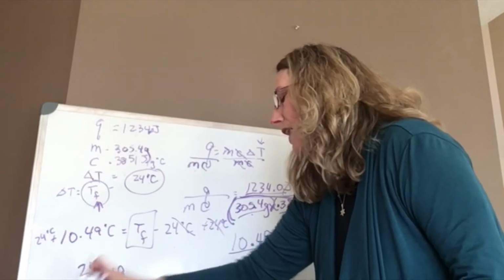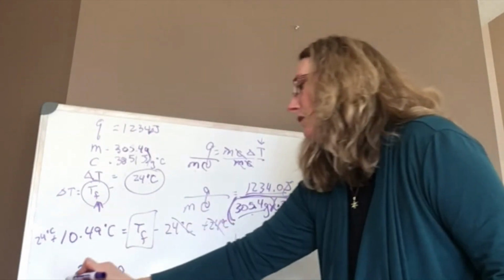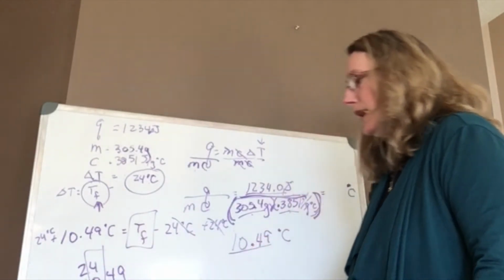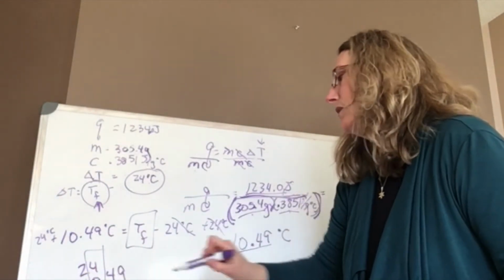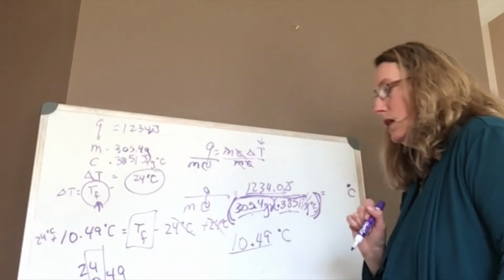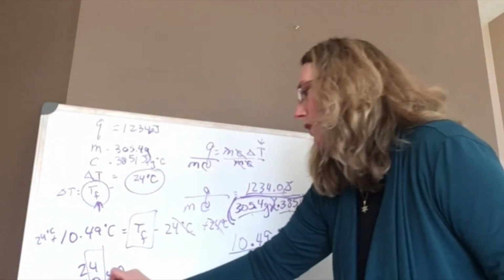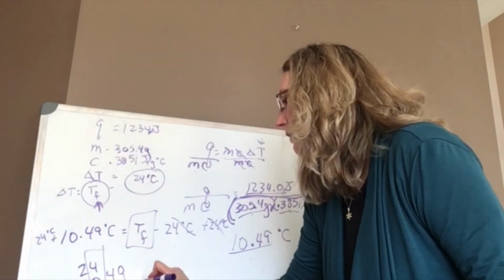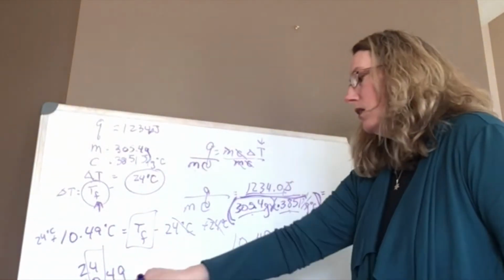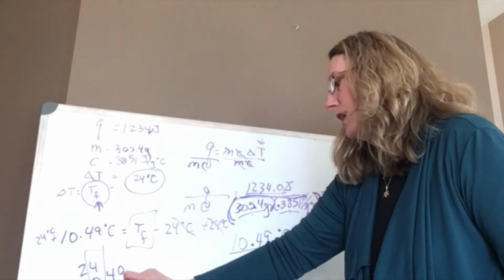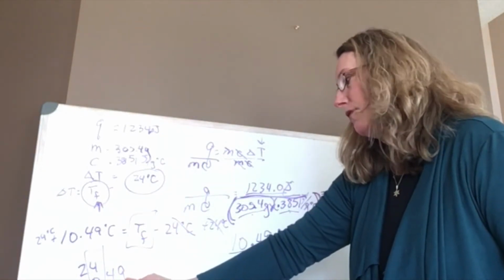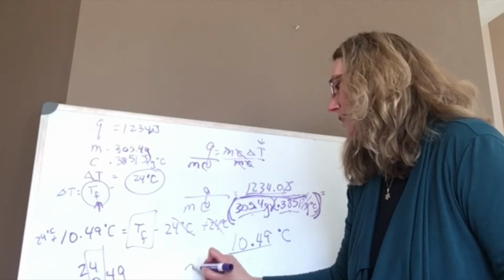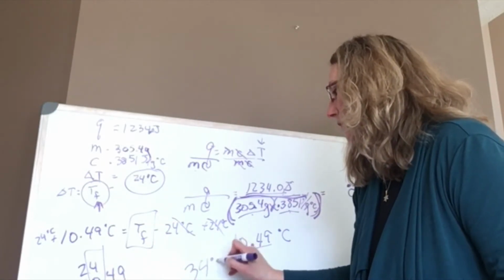10.49, but when I'm adding and subtracting significant digits, I'm going to round to my least significant place. So that means I'm rounding to this place. So what's 34.49 degrees C, rounded? This is 0, 1, 2, 3, 4. It falls off. And so my final temperature is 34 degrees C.